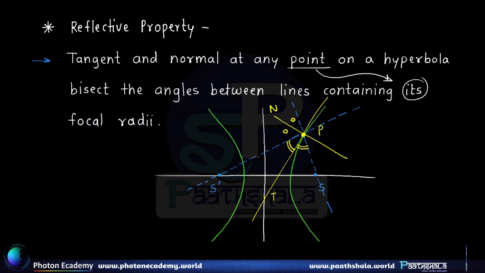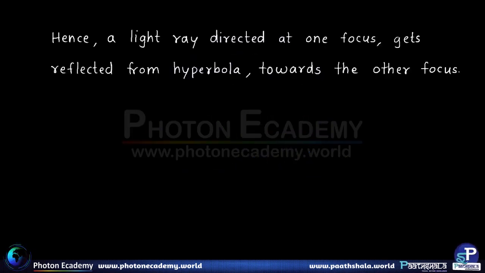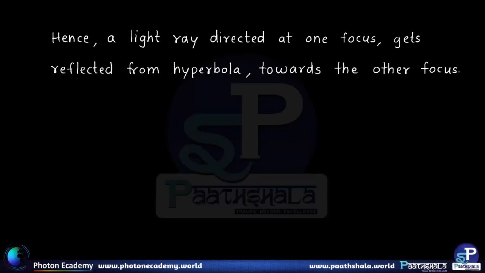Now we use this fact to understand this property in some other way. In place of these lines, suppose we consider some light source. If we keep the light source at a focus, we get the next important result: a light ray directed at one focus gets reflected from the hyperbola towards the other focus. So let's once again understand the meaning of this.